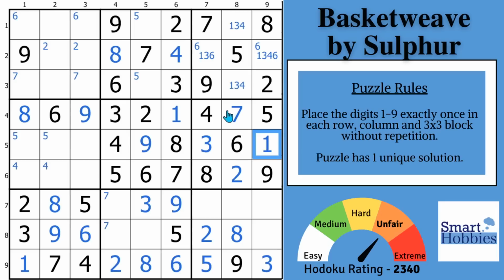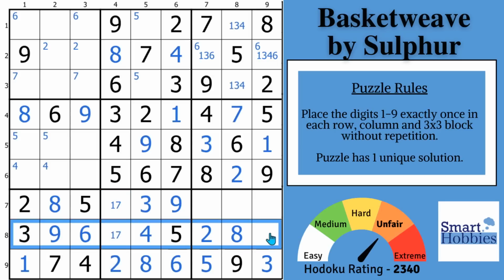Now what can we do? You might notice that with this 4 coming down, only place for a 4 in block H right there, which would leave you a nice 1, 7 naked pair. If we come across row 8, you just need a 1 and a 7 left. Well, you got the 1 right there, so that's got to be your 7. That's going to be your 1. That's going to be your 7.